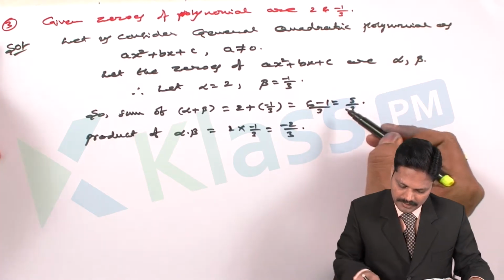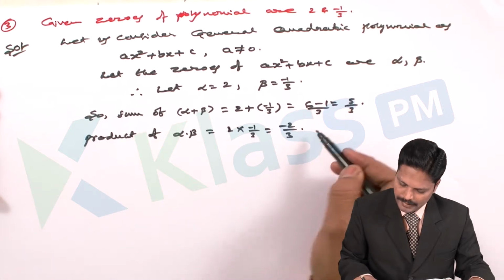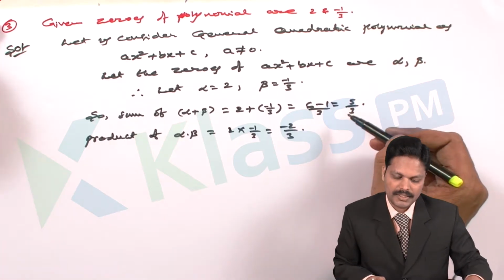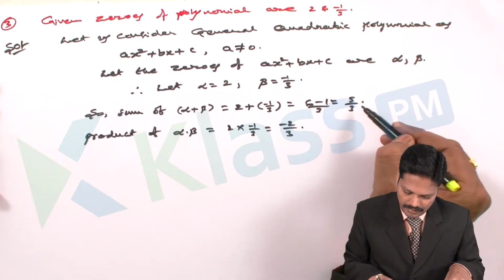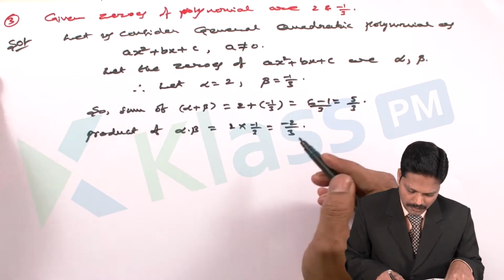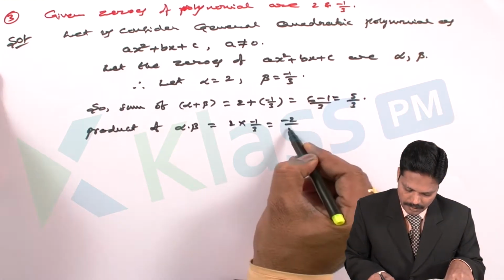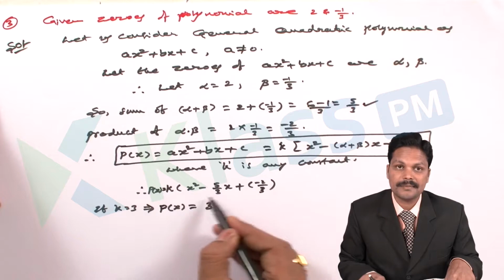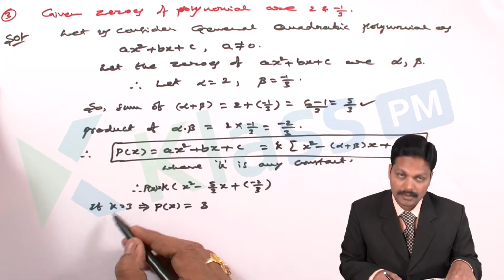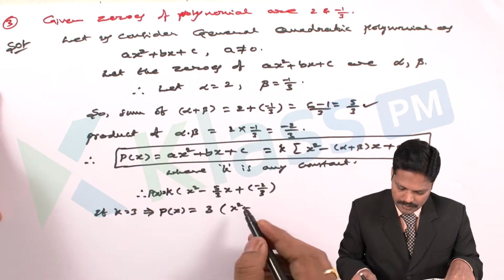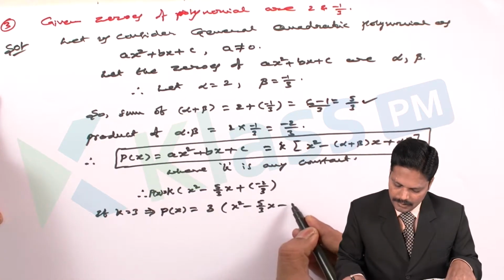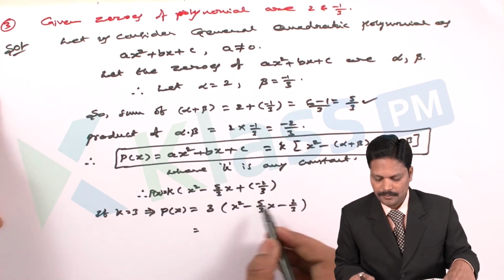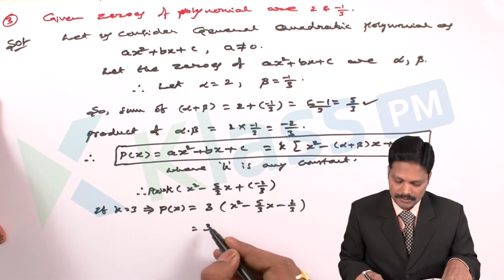This is 5 by 3. So I am taking here 5 by 3 x, and plus alpha beta is minus 2 by 3. So it is not yet a clean quadratic polynomial. Let us consider the values here by keeping k as 3, or otherwise we take the LCM for this also, and we will get the k value. Keeping the k value as 3, x square minus 5 by 3 x minus 2 by 3. Then if I multiply the complete polynomial with 3, we will get the clear quadratic polynomial.